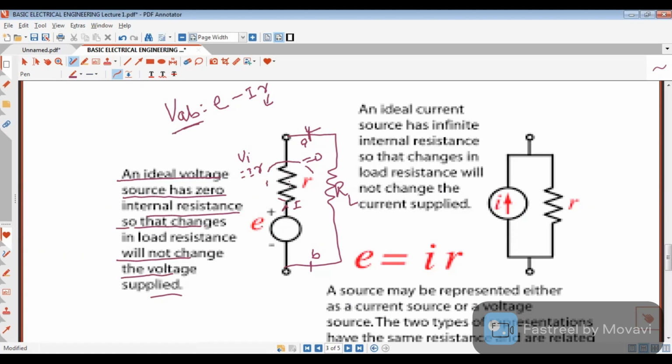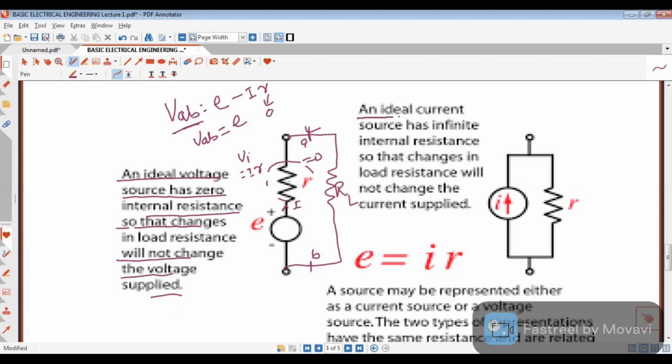Some drop will take place due to this resistance. But if this value of resistance R is 0, then VAB will be equal to E, meaning whatever voltage we are giving here as a source will appear across the load. But if R has some value, then all the voltage will not appear across the load. That is why the internal resistance is assumed to be 0 for an ideal voltage source.